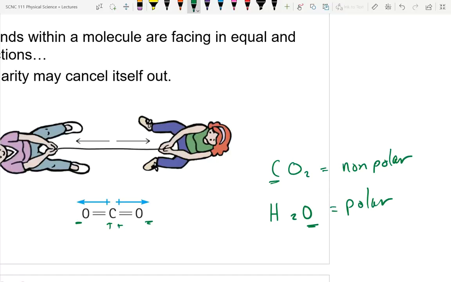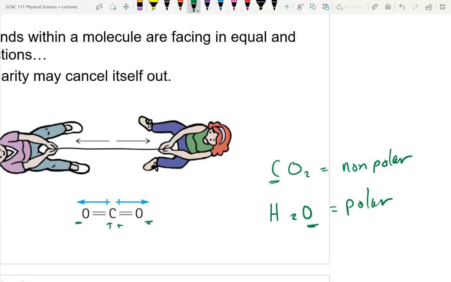Carbon has 4 valence electrons. And so with those 4 valence electrons, notice that was 2 double bonds. And so it has 2 electrons going one way, 2 electrons going the other way. Forms a linear situation.